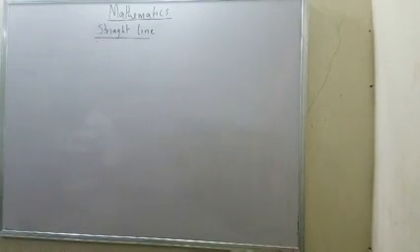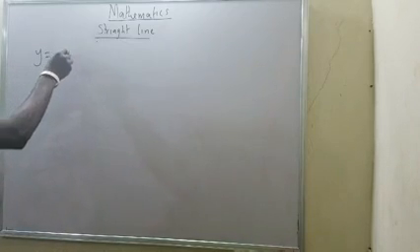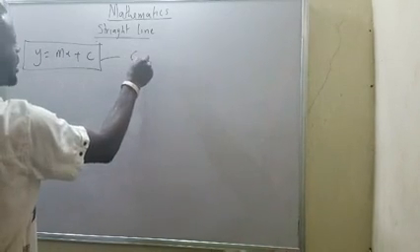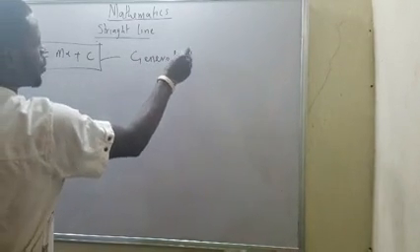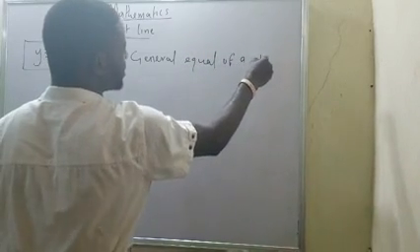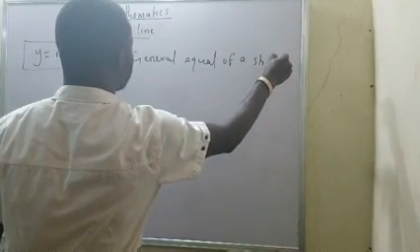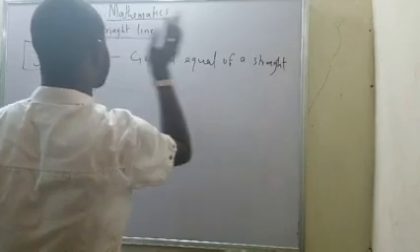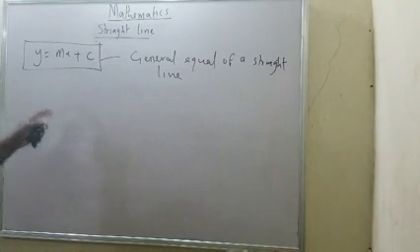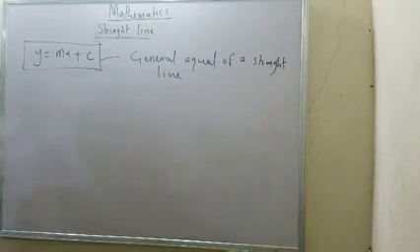And have the equation there. Okay, y equals mx plus c. This is the general equation of a straight line. Note that y equals mx plus c is the general equation of a straight line. Let me define those things.